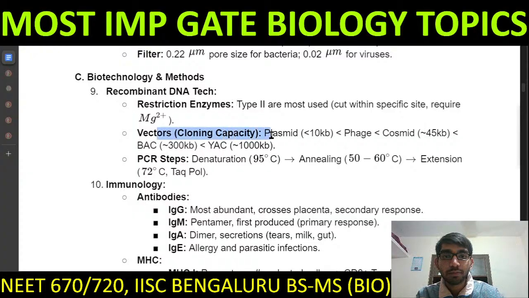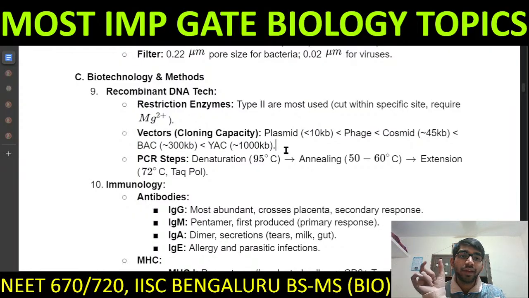Then here is an important question that can be directly asked: the vector cloning capacity. So yeast artificial chromosome has the largest capacity, 1000 kb, followed by bacterial artificial chromosome. Then comes the cosmid, which is roughly 45 kb. Then comes phage, and smallest among all of them is plasmid. Remember this sequence: plasmid, phage, cosmid, BAC, YAC.